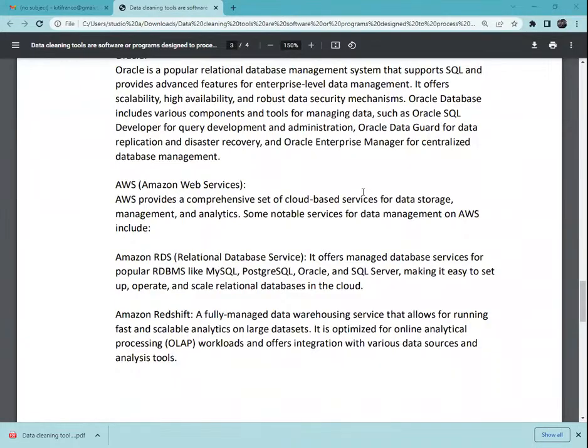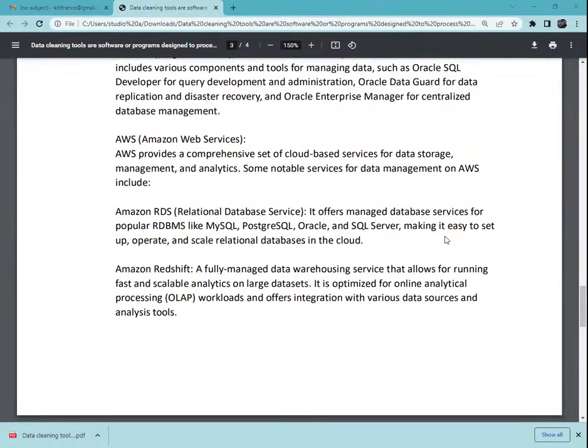Some notable services for data management on AWS include, very important, Amazon Relational Database Service. It offers managed database services for popular relational database management systems. Relational, like MySQL, like PostgreSQL, Oracle. I mean, this thing is a whole world. It's able to give support to all these other software, making it easy to set up, operate, and scale relational databases in the cloud. And then we have Redshift.